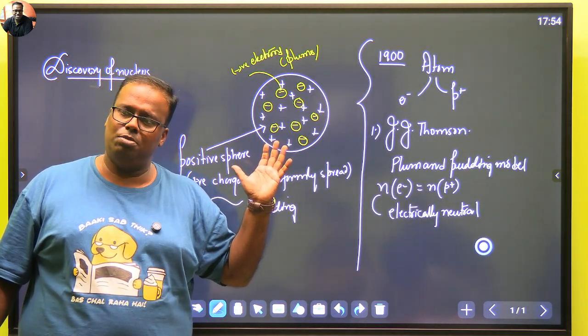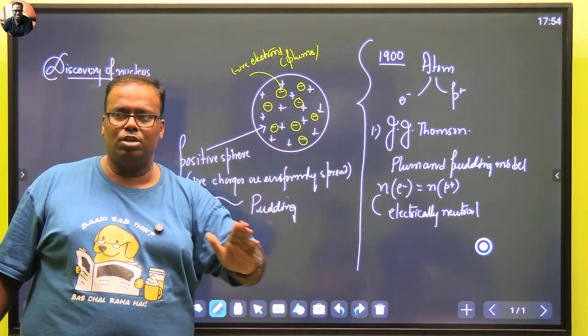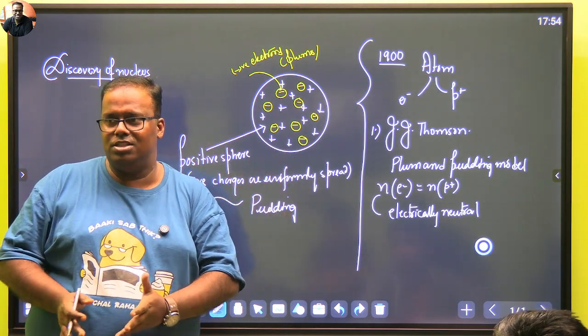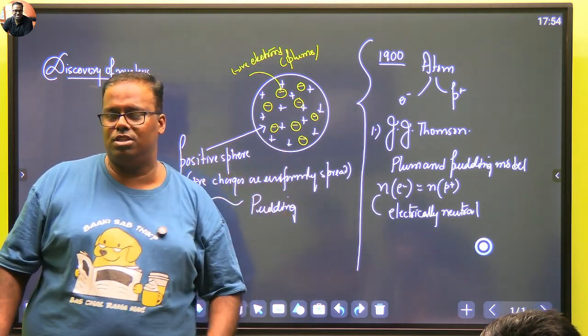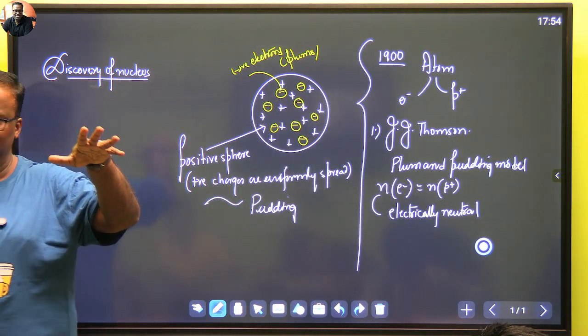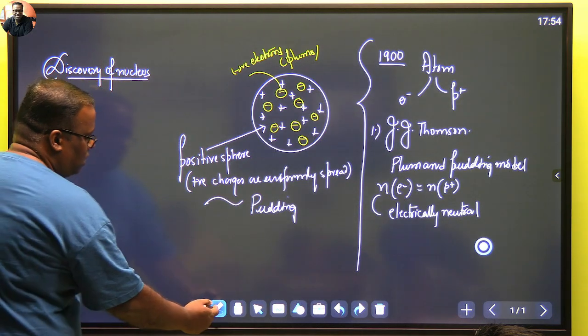It was also known as the watermelon model. Have you seen a watermelon? When you slice it, the entire watermelon is pink in color. So the watermelon's pink portion is the uniformly spread positive, and the black seeds are just distributed over it. ये चीज watermelon model की तरह भी है.